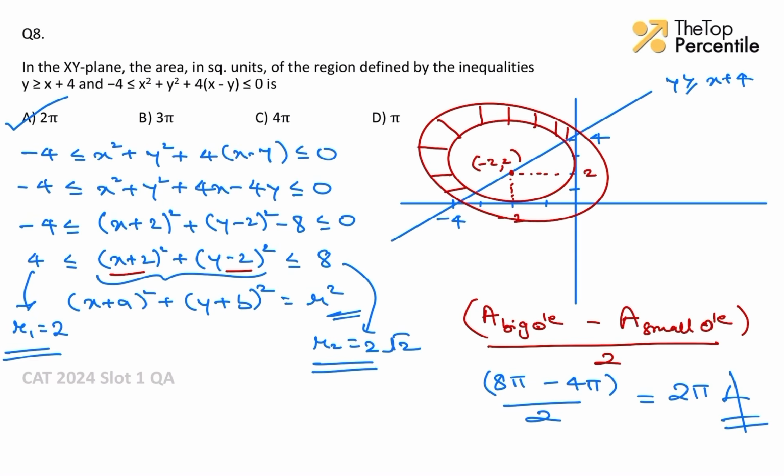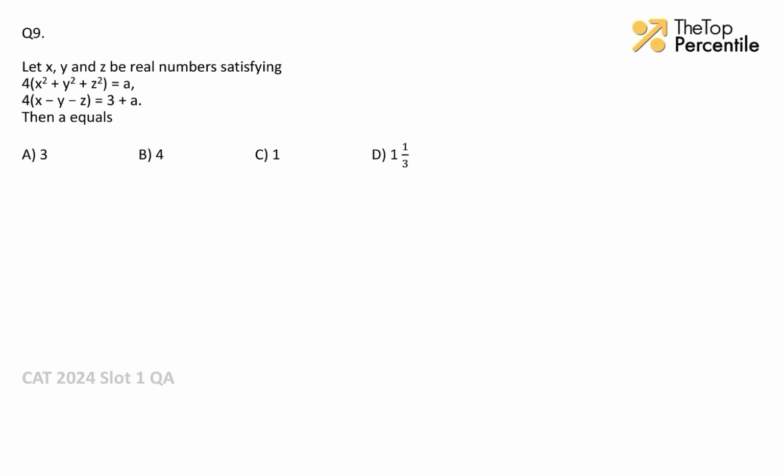Pretty interesting question. Let's move on to the next one. So the next question says, let x, y, z be real numbers satisfying 4 into x square plus y square plus z square equals a, and 4 into x minus y minus z is equal to 3a, and I need to find a.